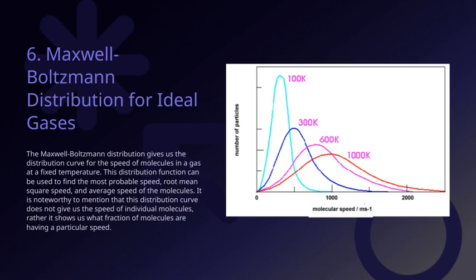The Maxwell-Boltzmann distribution gives us the distribution curve for the speed of molecules in a gas at a fixed temperature. This distribution function can be used to find the most probable speed, root mean square speed, and average speed of the molecules. It is noteworthy to mention that this distribution curve does not give us the speed of individual molecules. Rather, it shows us what fraction of molecules are having a particular speed.